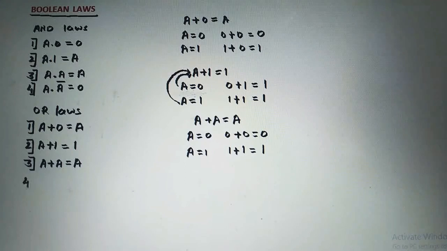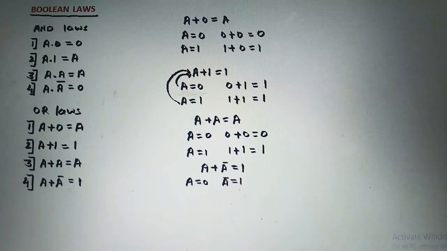Next we will take the fourth OR law, that is a plus a bar is equal to 1. Now see here, a plus a bar is equal to 1. So first we will take a is equal to 0, then a bar is equal to 1. So 0 plus 1 here. We are putting these values of a and a bar in this fourth OR law, that is a plus a bar is equal to 1. So here 0 plus 1 is equal to 1.